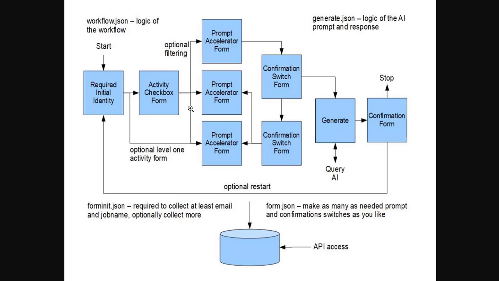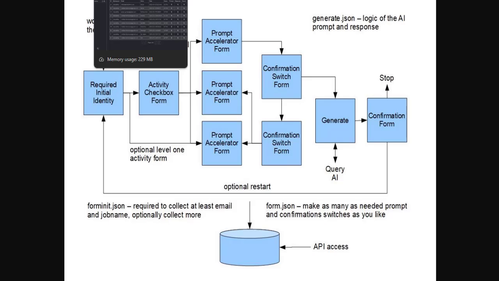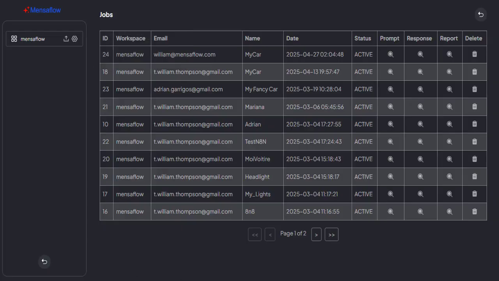Now this is fairly complex, but you don't necessarily have to have these 2 levels. You can have just one prompt accelerator form. You can have a variety of these things, so there's a lot of ways to mix and match this workflow. Of course, this is inside the chat box. This is not the same as the N8N. This is within the chat box itself, which may or may not be a requirement for your particular case.